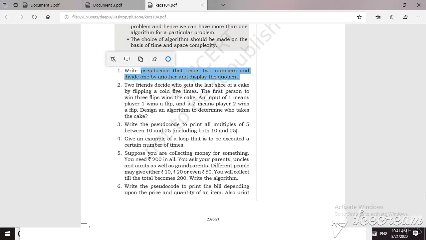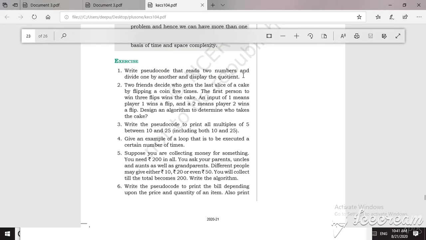Write a pseudocode that reads two numbers, divides one by another and displays the quotient. This is a simple question. First input one number, then input another number: input A, input B, and C is equal to A divided by B, then print C. It is a simple program. There is no confusion in that question. So here is the second question.